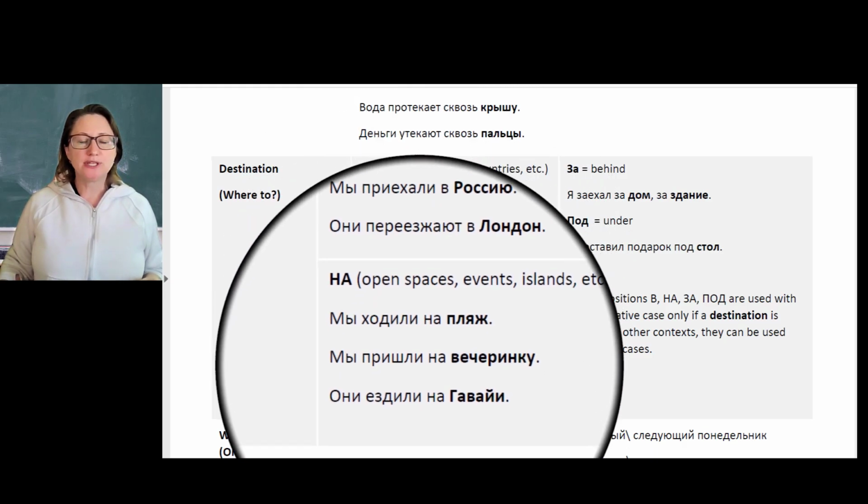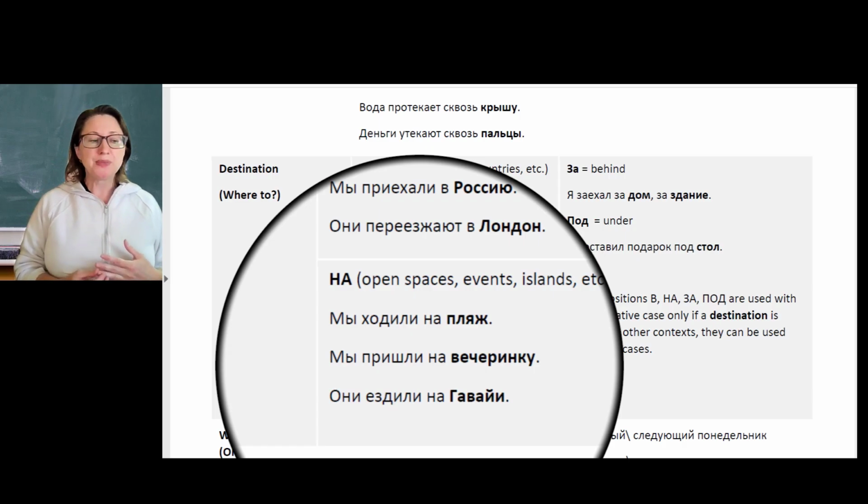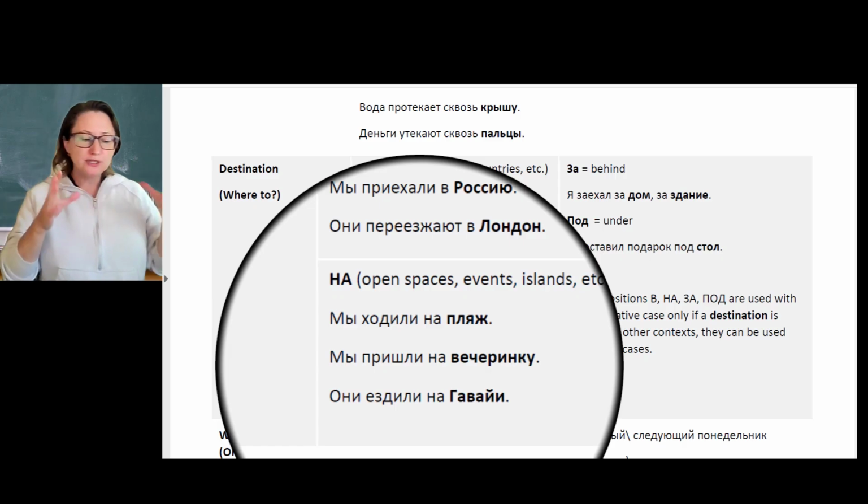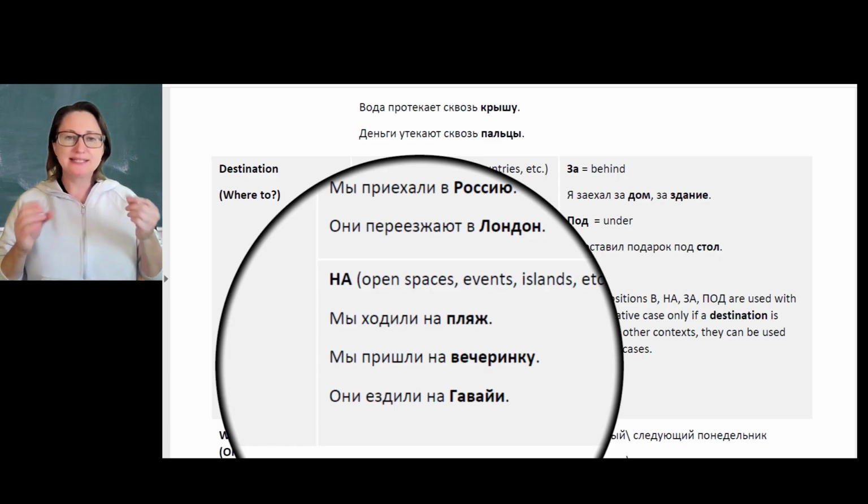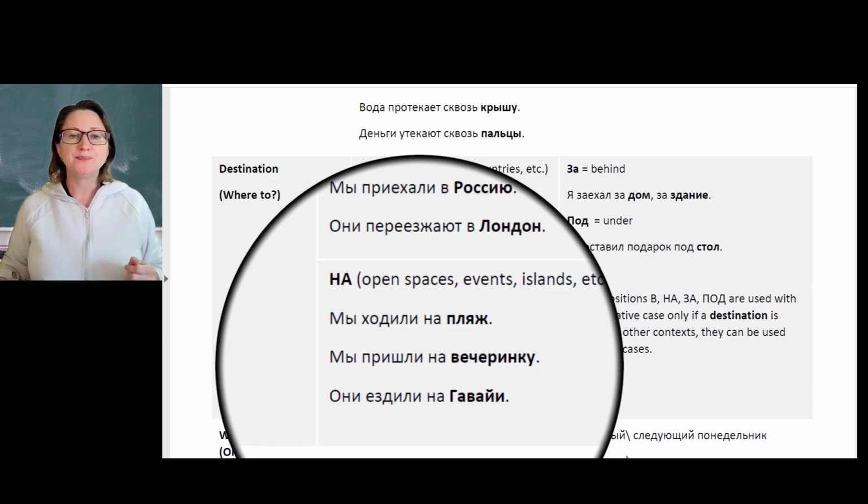And here are examples for на. Мы ходили на пляж. We went to the beach. Мы пришли на вечеринку. We came to the party. Они ездили на Гавайи. They went to Hawaii. So here, remember, we use в and на with destinations, and in these contexts, we use them with accusative.